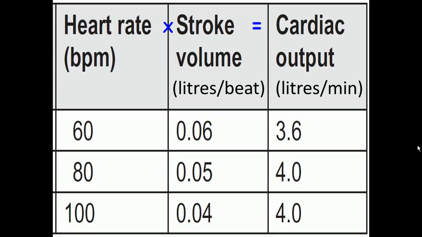So if you look at some examples here, the heart rate multiplied by the stroke volume equals the cardiac output, and you can see examples of calculations. If the heart rate is 60, the stroke volume is 0.06 litres per beat. Just multiply them together, you get 3.6 litres per minute.